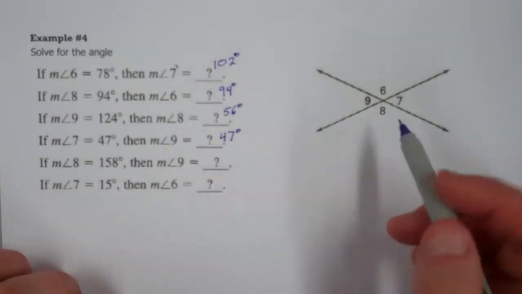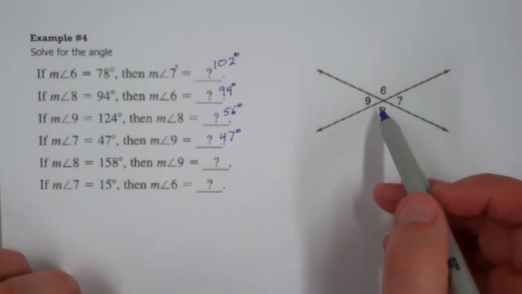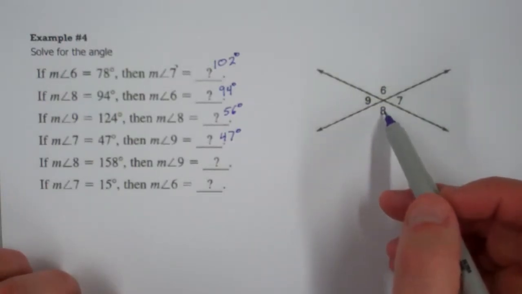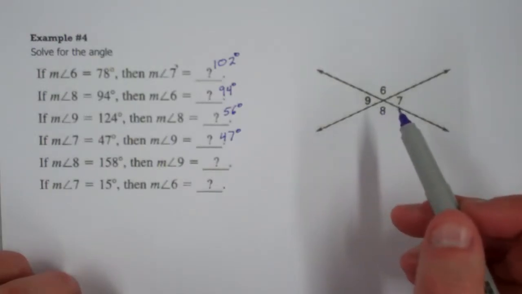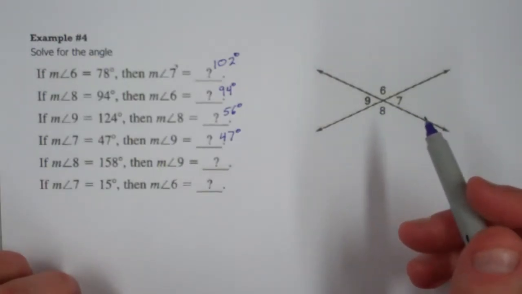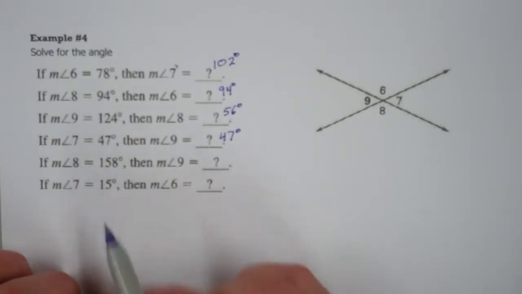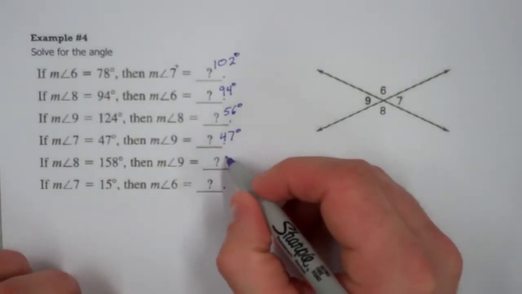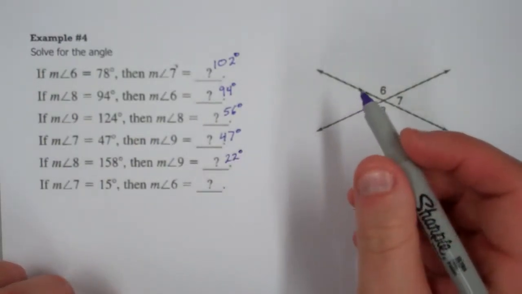The measure of angle 8 is 158. We want to know 9. Well, those two angles form a linear pair, so they're supplementary. It's a good math word to use. Their measures add up to 180. So if we did 180 minus 158, we could come up with 22 degrees for that one.